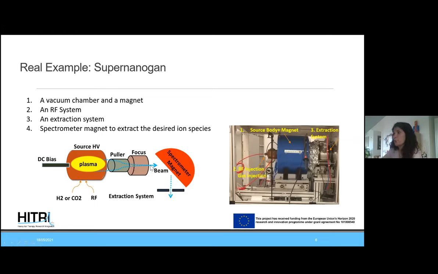And after that, you are going to select the needed species by a spectrometer magnet. Because of course, in the ion source, you will generally have a mixture of different ion species. So you might want to select only a desired ion species, and this you can do by a spectrometer magnet.